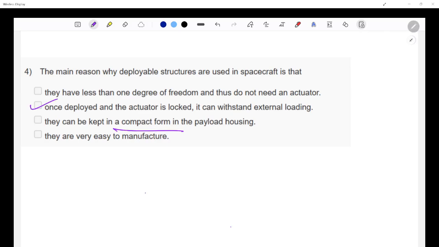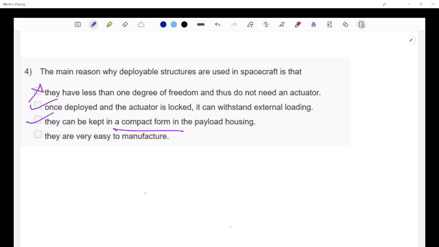Okay, so what are the two correct options? Once deployed and actuator is locked, it can withstand external loading, and they can be kept in compact form in the payload housing. The other options are, they have less than 1 degree of freedom and thus do not need an actuator. Wrong, because deployable structures typically have 1 degree of freedom during deployment. They require an actuator to unfold.